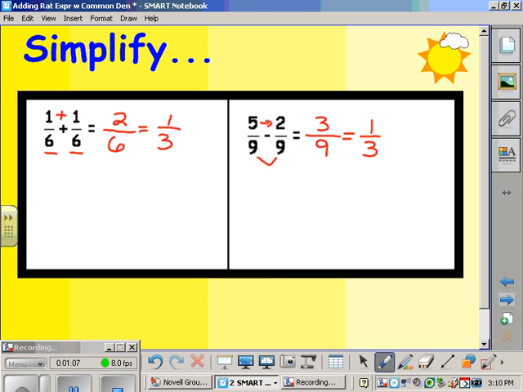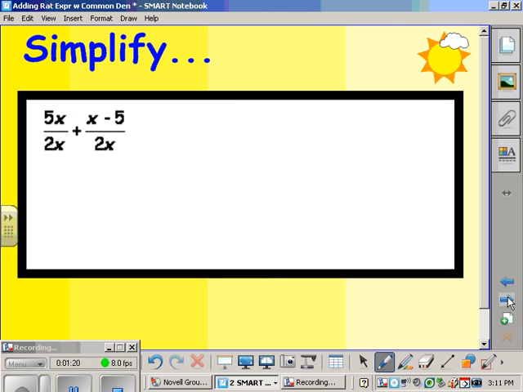Now, we want to understand this because it's going to relate to adding and subtracting rational expressions. And in this particular lesson, our rational expressions will have common denominators such as these. So look at this first problem, 5x over 2x plus x minus 5 over 2x. Notice the denominators are the same. So just like in the previous slide, whatever the denominator is, we'll just slide over. It will not change. And then we're going to add our numerators together. So we have 5x plus x minus 5.